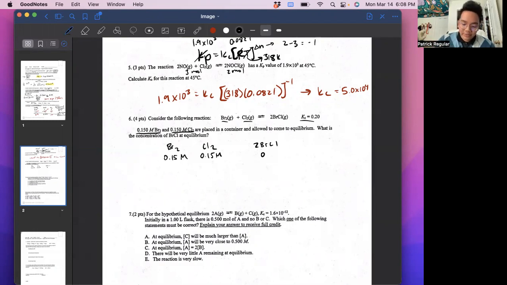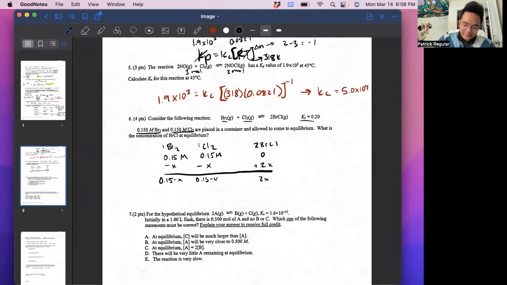So pretty easy. We know that this is going to be plus, this is going to be minus, this is going to be minus. Now, in terms of x, we just use our coefficient. There's a coefficient of 1 here and 1 here, so it's just minus x. And right here is going to be 2x because of that coefficient. So at equilibrium, we should have 0.15 minus x, 0.15 minus x, and we should have 2x.